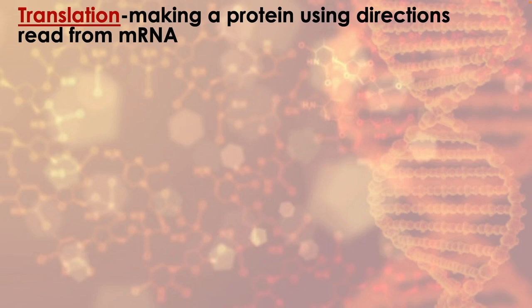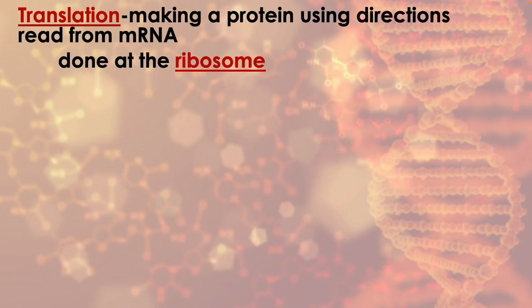So today we're talking about translation, and translation is making a protein using the directions read from an mRNA. The last time we were in class, we talked about how the codons on mRNA are little three-letter words that code for a protein. And now this is the process that's putting all of those little mRNA words together to create a protein, a string of amino acids. So translation happens at the ribosome.